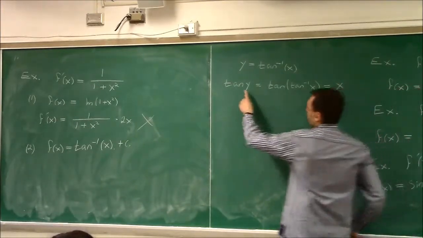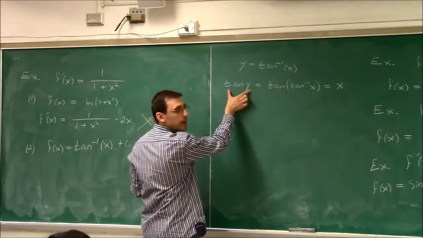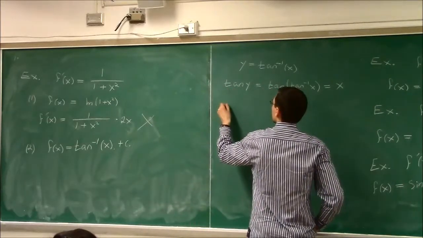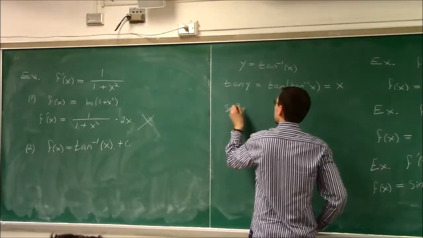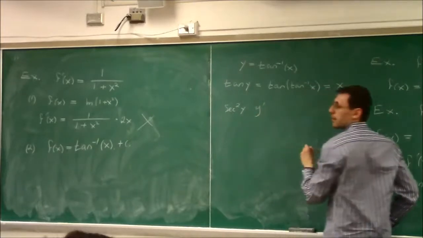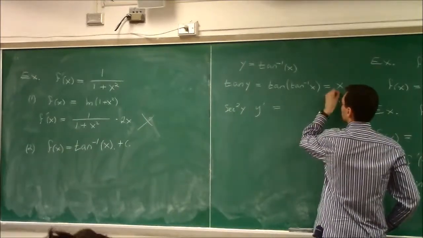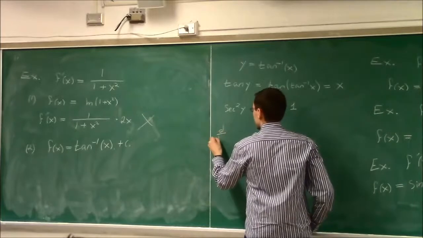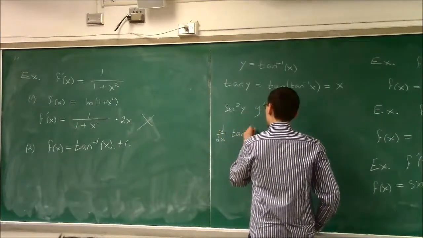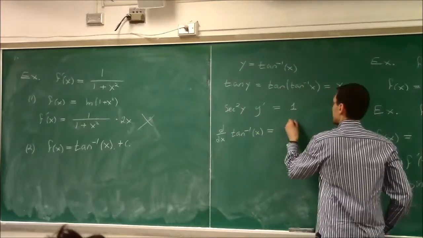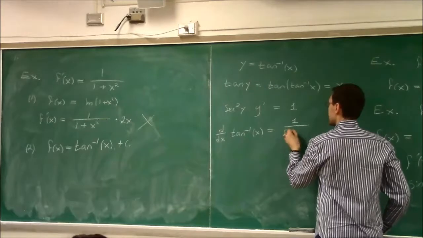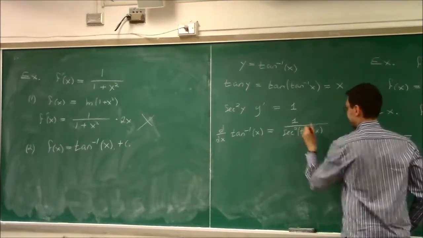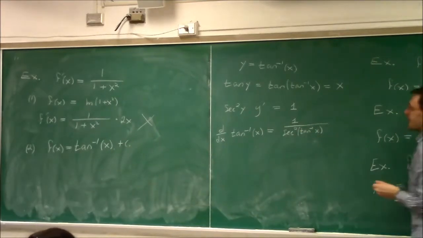So it's x. Now, what's the derivative of this? If I know the derivative of this part, by implicit differentiation, I'll locate the derivative of y. So the derivative of tangent is secant squared y times y prime. Remember this? And that's equal to the derivative of x, which equals 1. So the derivative of tangent inverse x is 1 over secant squared of tangent inverse x. You remember that? Now this can be simplified.